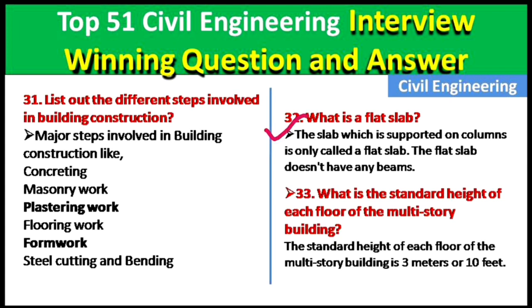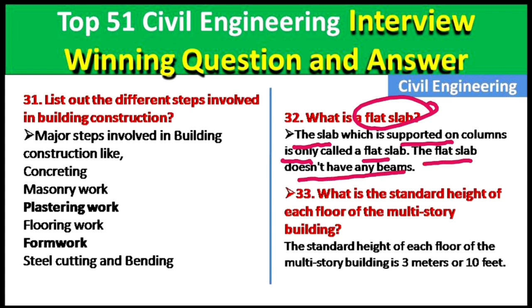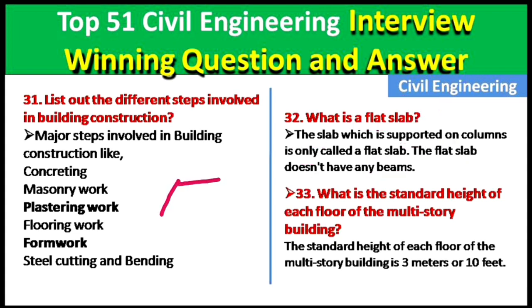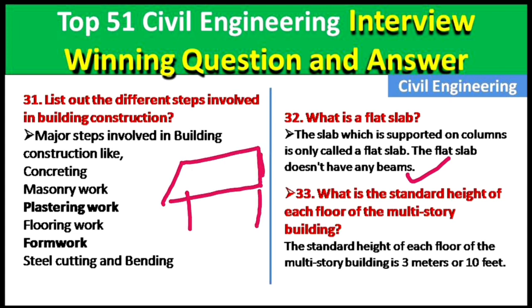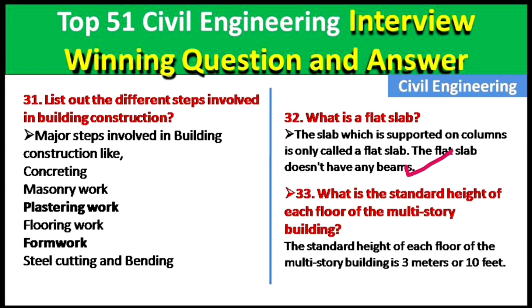Now point number 32 is what is the flat slab. Okay, this is a very important and most confusing question. What is flat slab? The slab which is supported on columns is known as flat slab. The flat slab does not have any beams. Okay guys, generally we put slab on the beam. But in this slab we don't have to provide a beam below the slab. The slab is only supported on the columns, so this type of slab is known as flat slab.